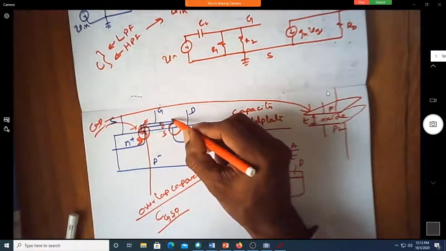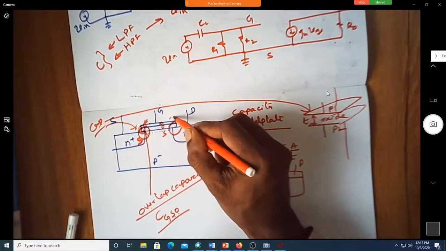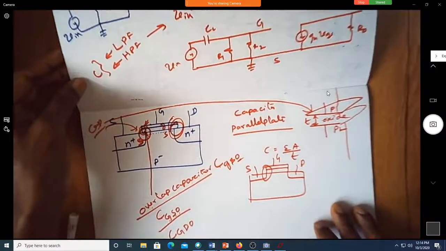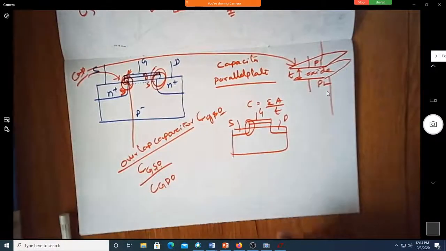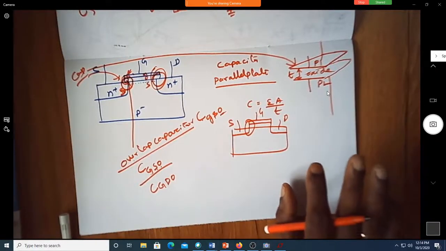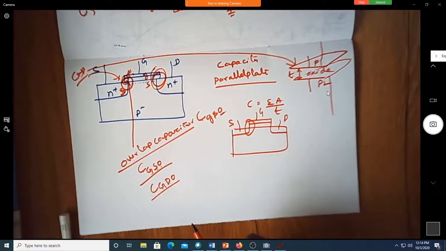And similar to this, do we have CGDO also? What is CGDO now? Capacitance between gate and drain due to overlap, or it is the overlap capacitance between gate and drain. Fine.